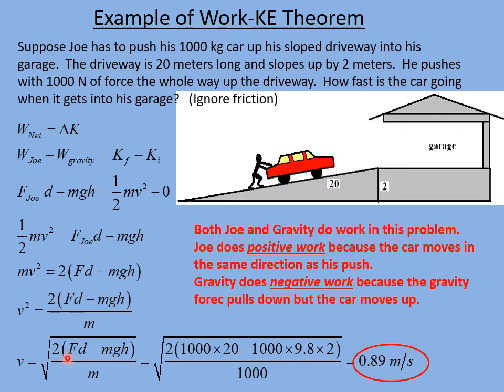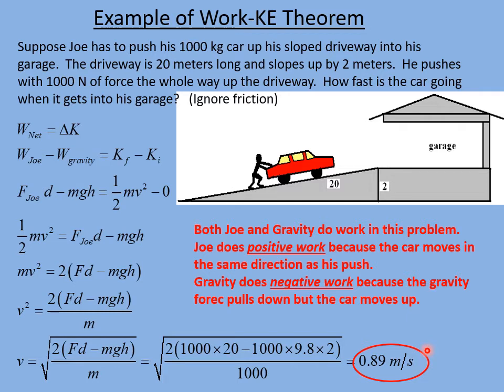Now we can plug in all of the numbers. We've got the force F is 1,000 newtons, the distance d is 20 meters, that was the distance up the driveway. The mass of the car is 1,000 kilograms. g is 9.8. The height h here is the 2 meters that the car actually rises up above the ground. And then on the bottom, again, is the mass of the car, 1,000. So this all comes out to be 0.89 meters per second.